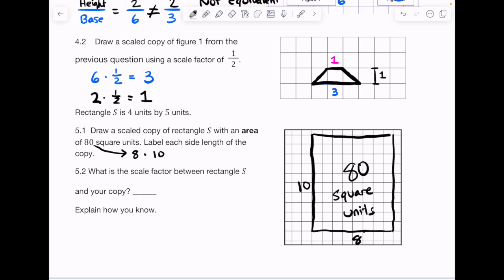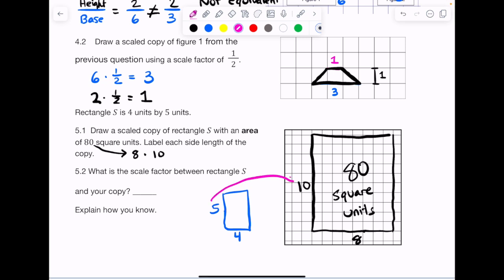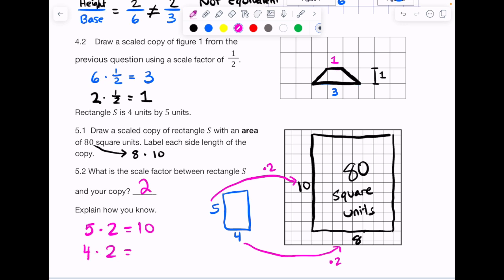Okay, so the question is, we started with rectangle S, where this was 5 and this was 4. And now we have a scaled copy, right, that has a scale factor of what? Well, it's pretty easy, right? It's our favorite scale factor. From 5 to 10, we're multiplying by 2. From 4 to 8, we're multiplying by 2. So we have a scale factor of 2. How do I know? Right, 5 times 2 is 10. 4 times 2 is 8.